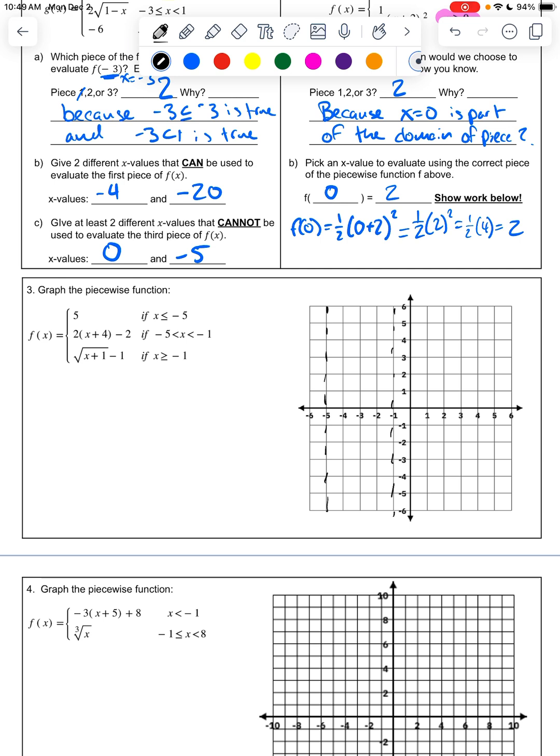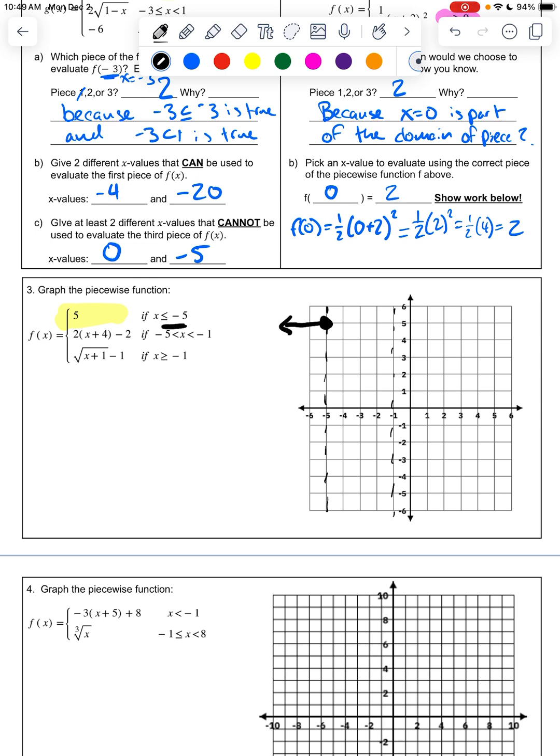Piece 1, f of x equals 5. This right here, this is a constant function, which means it is a horizontal line. Okay. So at negative 5, I'm going to put a closed circle right there. To the left, it's going to be a constant function at a height of 5.